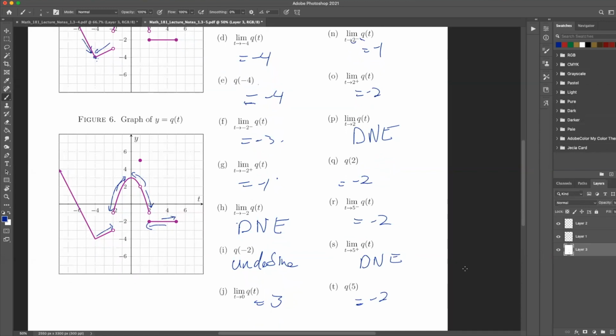What's the difference between undefined and does not exist? Undefined means there is no definition for it. Does not exist... I'm splitting hairs for a little bit. Undefined means it's something I couldn't even compute. Does not exist means as I compute it, it fails.